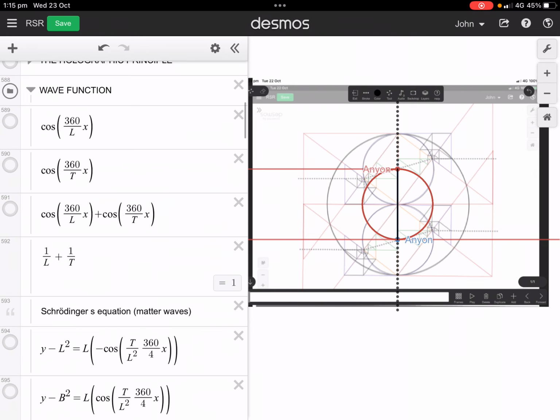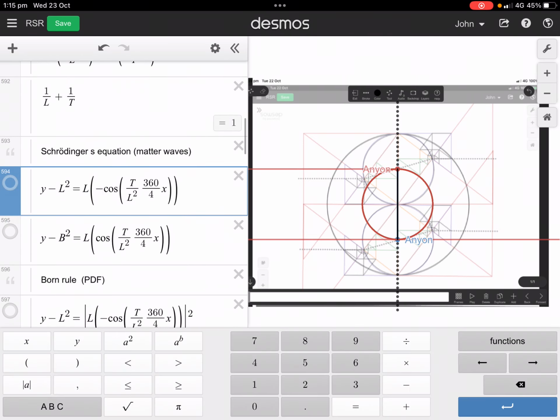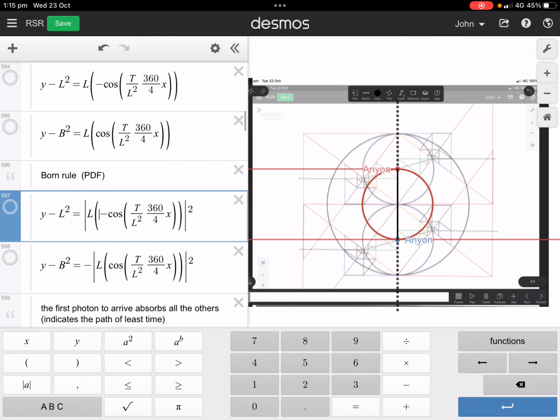Notice with the wave function, Schrodinger's equation, and the probability density function, there's the 4 there. Don't know why it has to be there. It's something to do with general relativity, maybe.